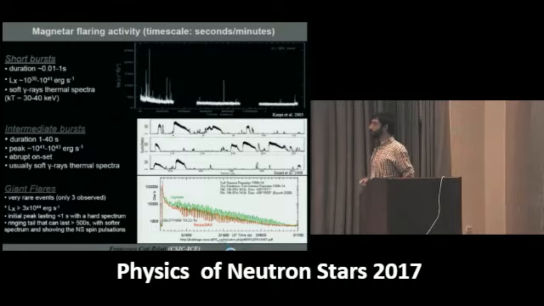Then we have the more rare giant flares. Actually, we observed only 3 events in the past 40 years, where the X-ray luminosity exceeds 10^44 erg per second, up to 10^47 erg per second, and they are characterized by this initial hard X-ray spike, followed by a decaying curve, which is modulated at the spin period of the neutron star.